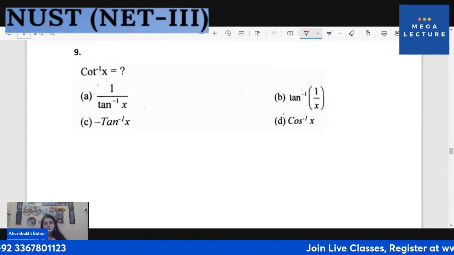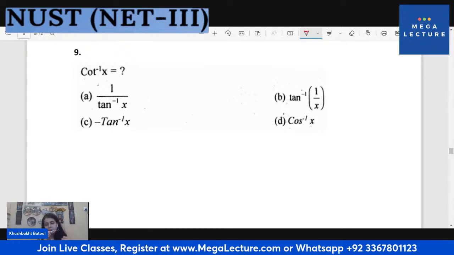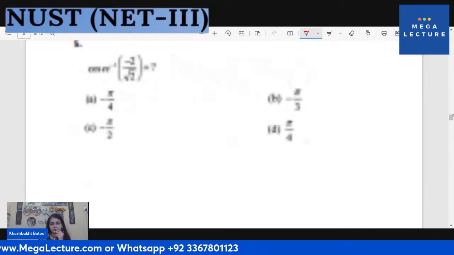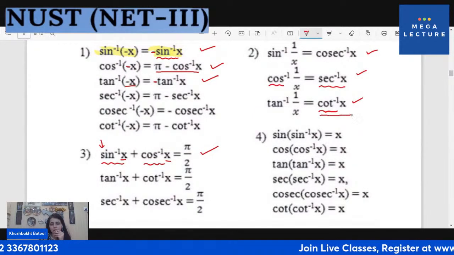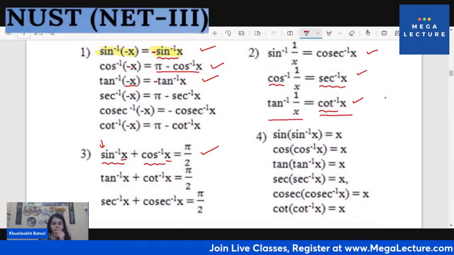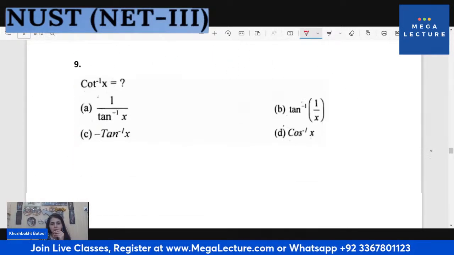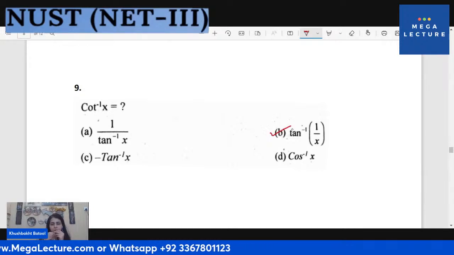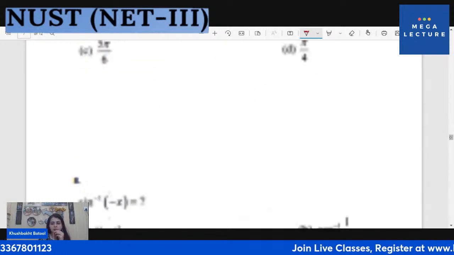Okay. All right. So it says cot inverse of x. So I've just told you cot of x is 1 by tan. But when we talk about cot inverse of x, cot inverse of x is equal to tan inverse of 1 by x. Okay. So the answer is going to be tan inverse of 1 by x in this case. So it would be B. This would be your answer. Okay. Let's talk about the next question.